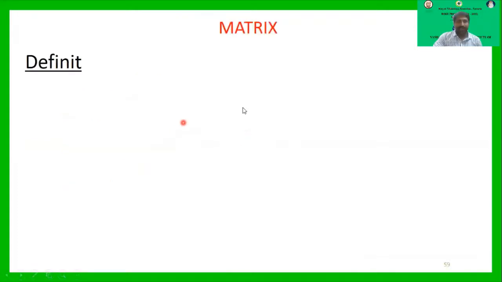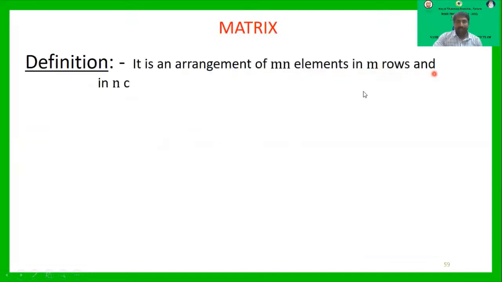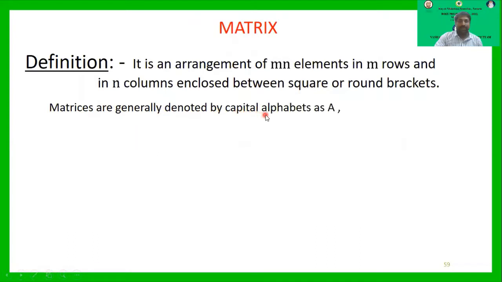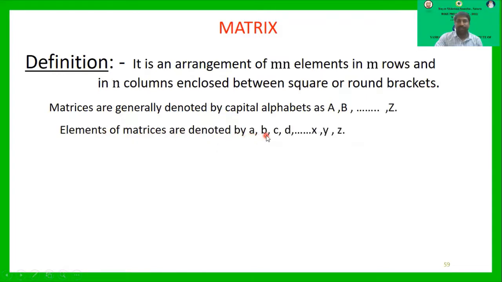So definition: it is an arrangement of mn elements in m rows and n columns enclosed between square or round brackets. Matrices are generally denoted by capital alphabets A, B, C, D up to Z. Elements of matrices are denoted by small letters a, b, c, d up to x, y, z.